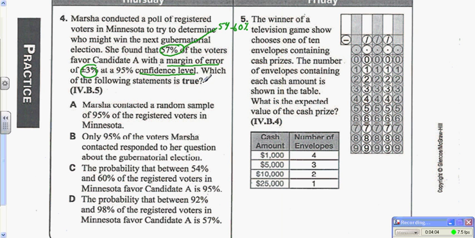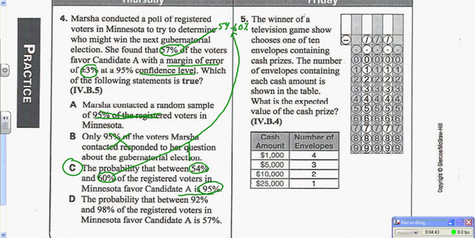Which of these statements is true? Marcia contacted a random sample of 95% of the registered voters. That's not what confidence level means. Only 95% of the voters Marcia contacted responded to her question. Not true either. The probability that between 54 and 60%, notice that that is what we wrote here, that's the margin of error, of the registered voters in Minnesota favor candidate A. 95% probability. That is correct. So C is right.